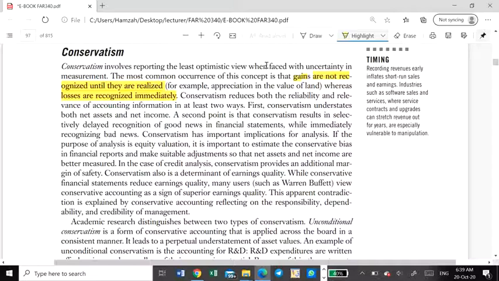Conservatism reduces both the reliability and relevance of accounting information in at least two ways. First, conservatism understates both net asset and net income. Second, conservatism results in selectively delayed recognition of good news in financial statements, while immediately recognizing bad news. So inilah conservatism, right?